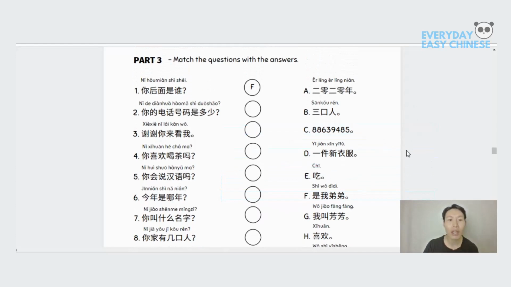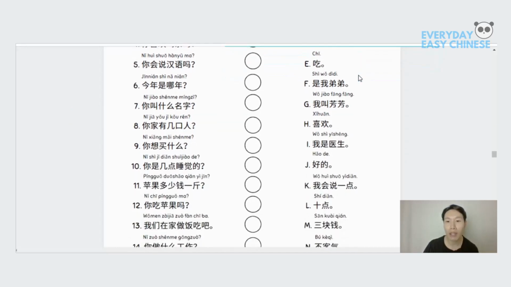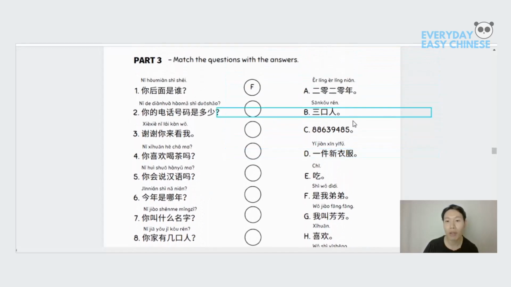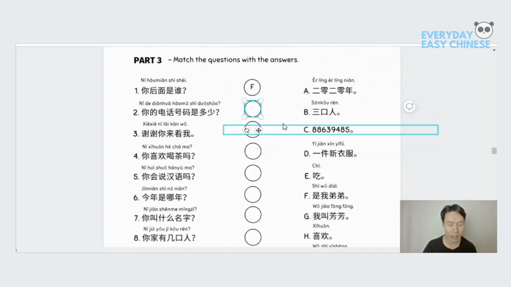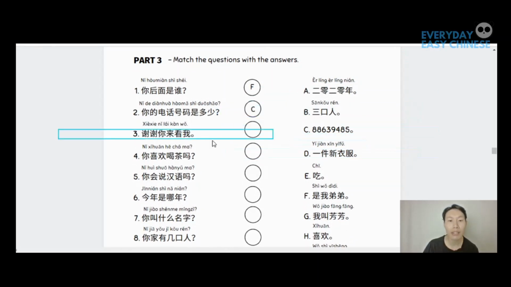Okay, number 2. 你的电话号码是多少? What is your phone number? If I'm looking over here, I can only see one string of numbers, which is here. So this is C.